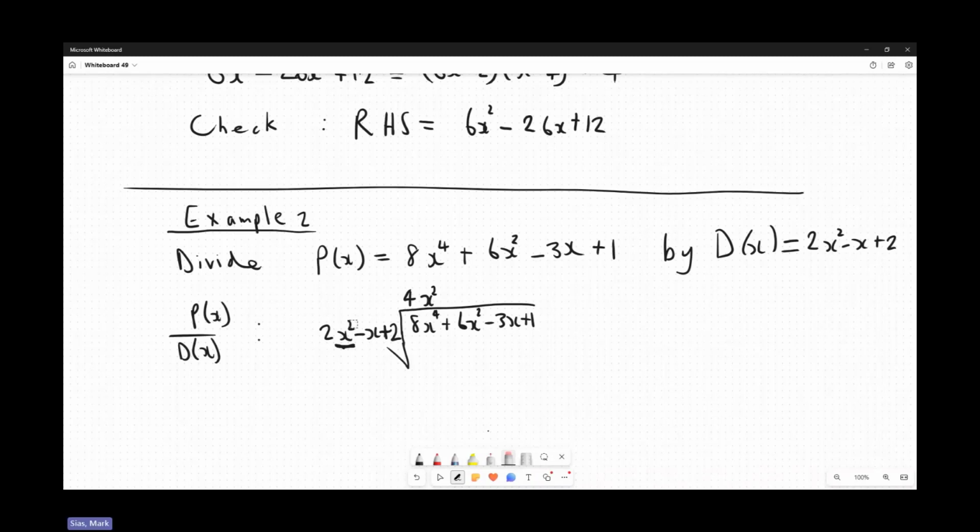what I must do next is multiply each of these out. I must multiply 4x squared by that. So I'm going to do that now. So 4x squared times 2x squared is 8x to the 4 as expected. And minus x multiplied by 4x squared is minus 4x cubed, sorry. Minus 4x cubed. Right? And then 2 times 4x squared.